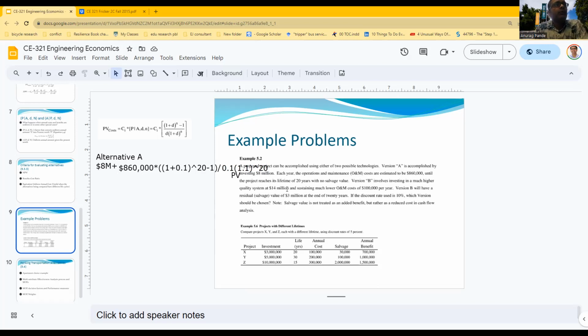And then you can do the same thing for $14 million. So for alternative B, what does that look like?